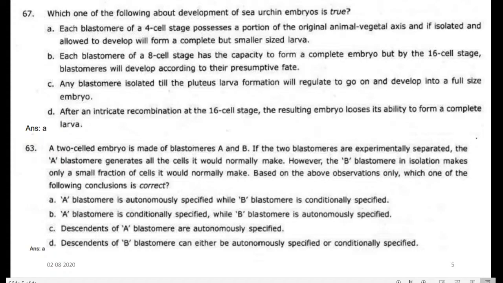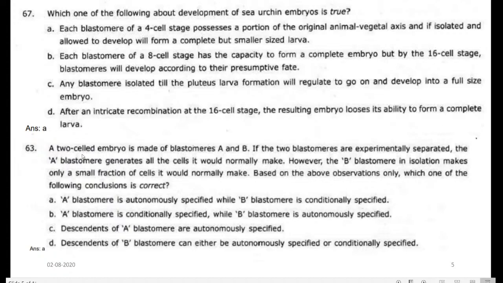And next, the next question. A 2 cell embryo is made of blastomere A and B. If the 2 blastomeres are experimentally separated, A makes all the cells it would normally make. However, when the B blastomere is isolated, it makes only a small fraction of the cells it would normally make. Based on the above observation, which of the following conclusions is correct?